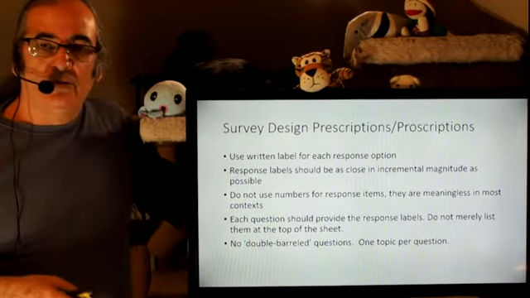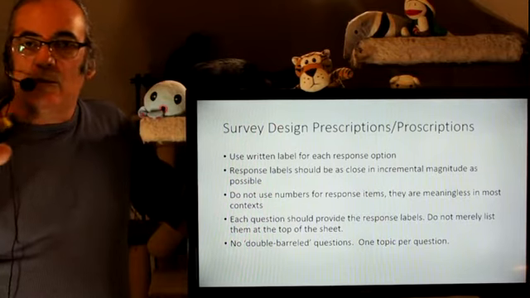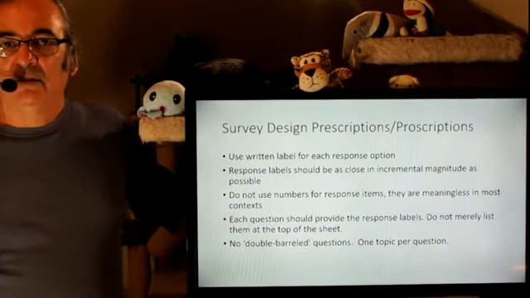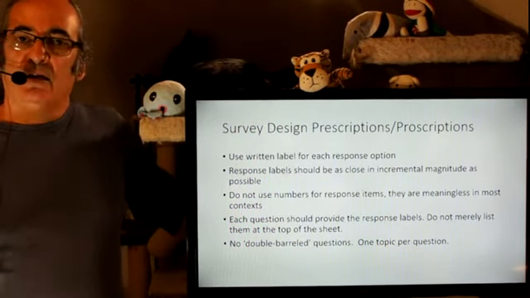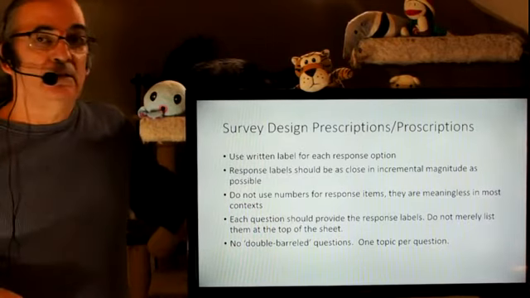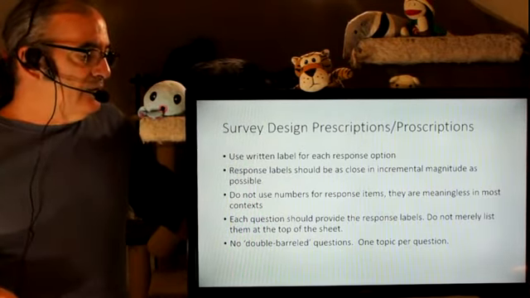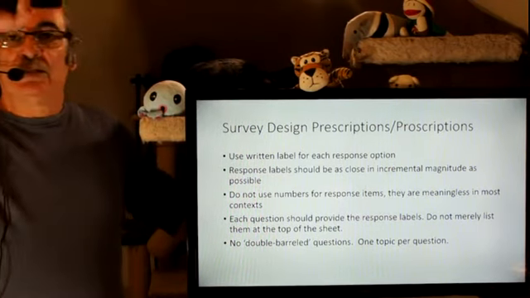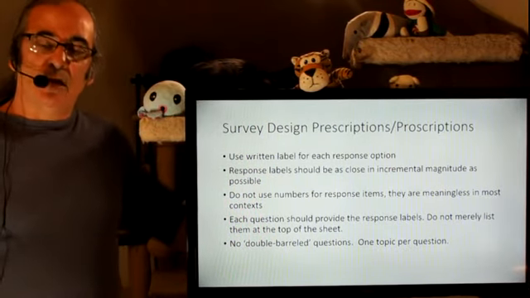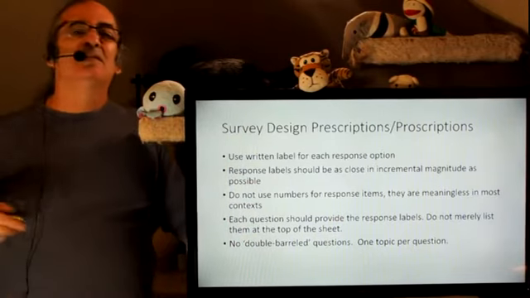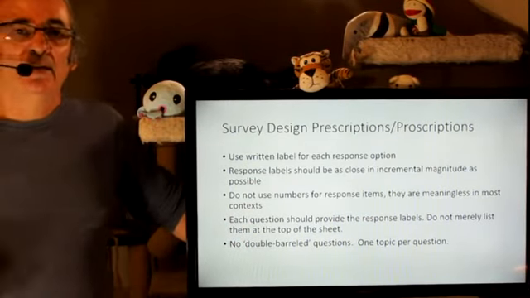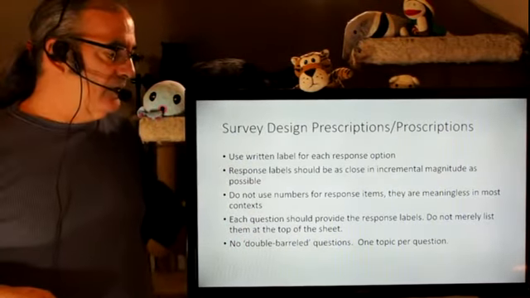Don't use numbers on the response items. The responses are not 1, 2, 3, 4, 5, 6, 7. Those numbers are meaningless, and in fact, they go counter necessarily to the meaning of the study. Each question should provide the response labels. Do not merely list them at the top of the sheet. Have the response labels at each item. I know it takes a little longer to produce the survey, but put in the effort, right?